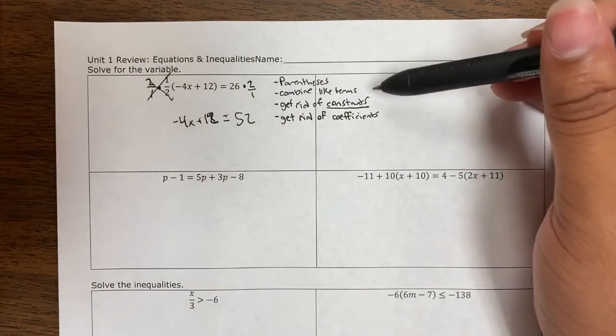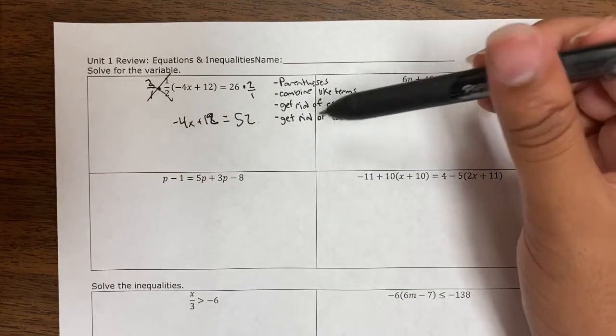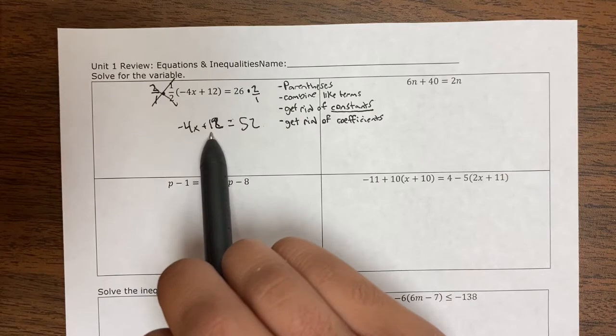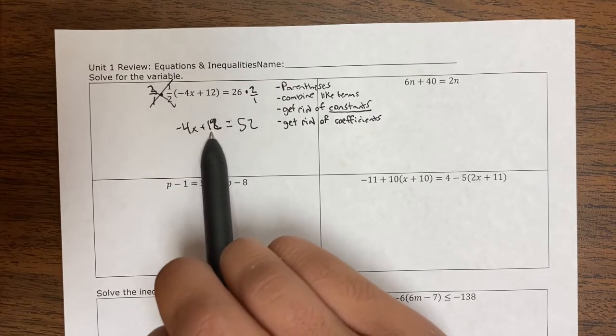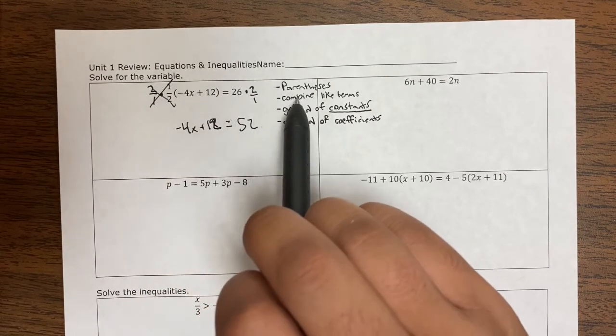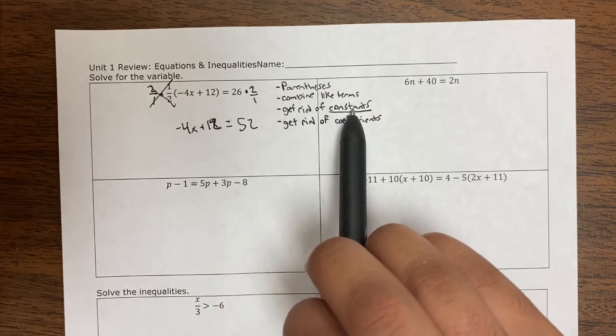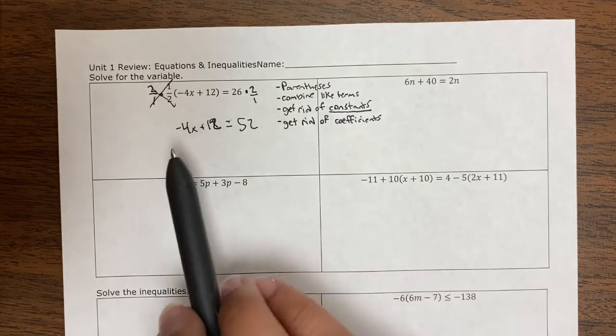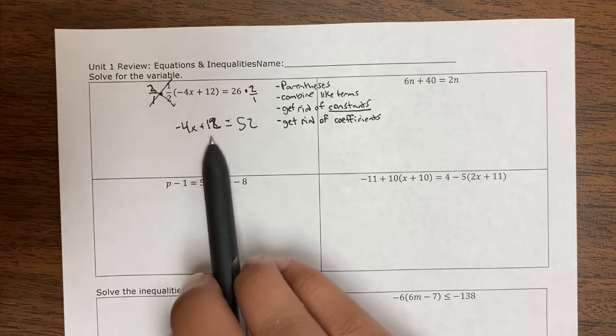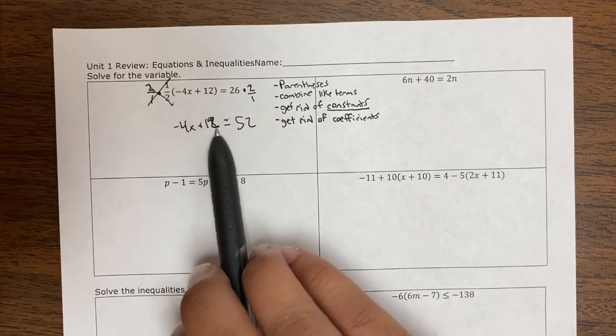The next step is to combine like terms. There's nothing on this side that can be combined because this one has a variable and this is a constant and this one is by itself. So I can't combine like terms. The next step would be to get rid of constants on the same side as the variable. So on the same side of the variable, I see I have the constant positive 12.